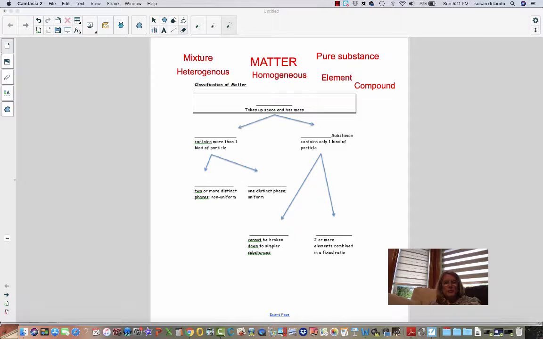Today we're going to review some of the concepts from grade 9 chemistry, just to make sure we're all on the same page before we go into what we're going to cover for grade 10. So we're going to start with how we classify matter.